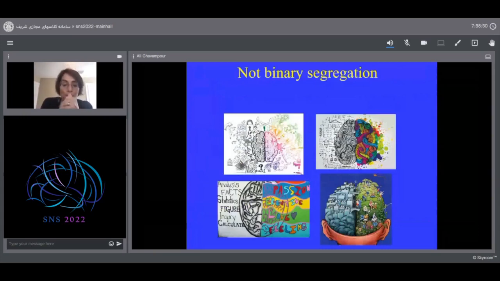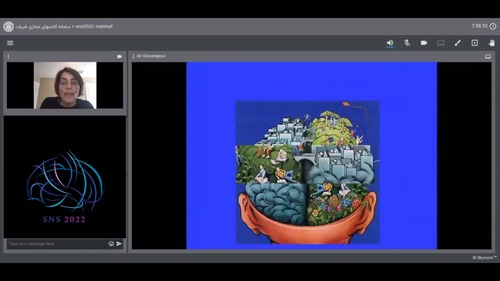And here is my little depiction of both hemispheres having both left and right so-called components. So some so-called left hemisphere capabilities in the right hemisphere, and some so-called right hemisphere capabilities in the left hemisphere.